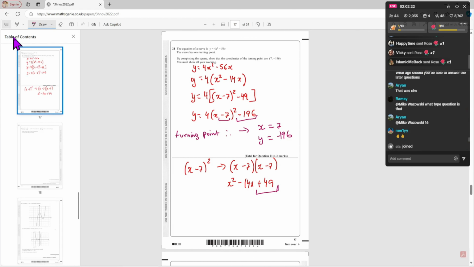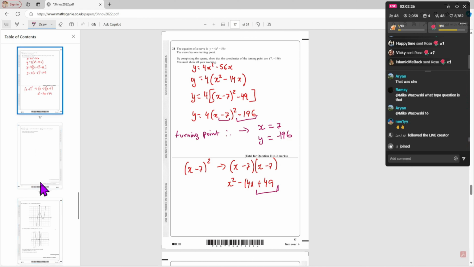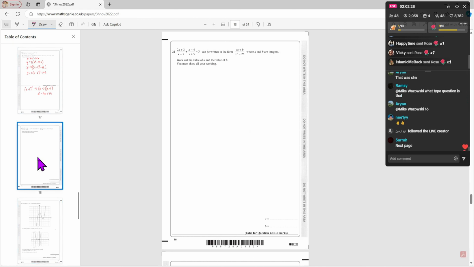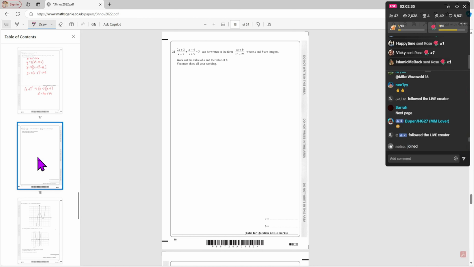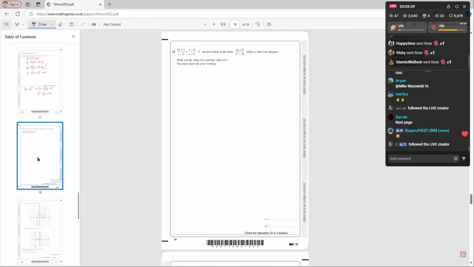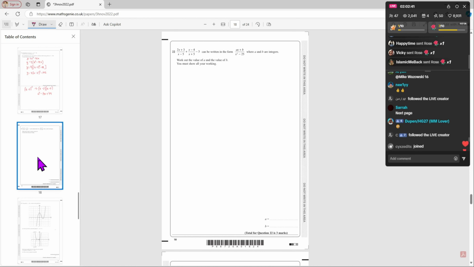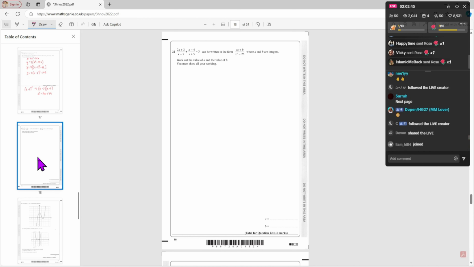So we have question number 22. We have some fractions, and it can be written in the form ax plus b over x squared minus 25, where a and b are integers. Work out the value of a and the value of b. You must show all your working.